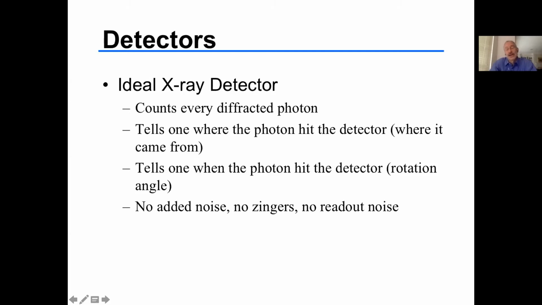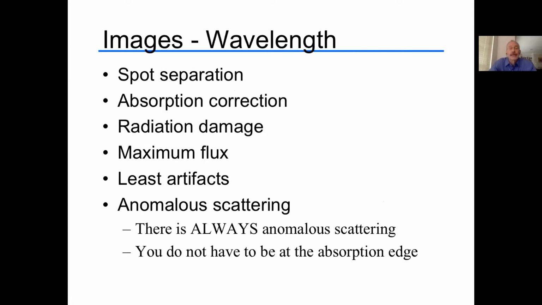And nowadays you have these Eiger detectors, these Rigaku hybrid pixel detectors, and other detectors that are very close to ideal detectors. This was not the case when I left the field. Okay, you can change your wavelength. That was discussed a little bit, but I only want to say that the wavelength will affect the spot separation, the absorption correction, the radiation damage in your sample, of course, the maximum flux, and I saw a plot of that. You can minimize artifacts of the X-ray source by picking the proper wavelength.